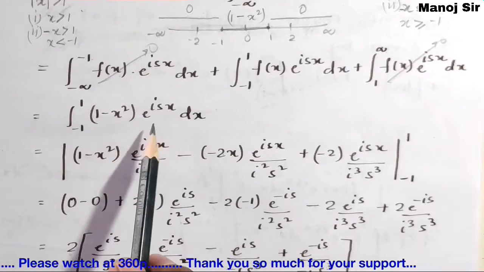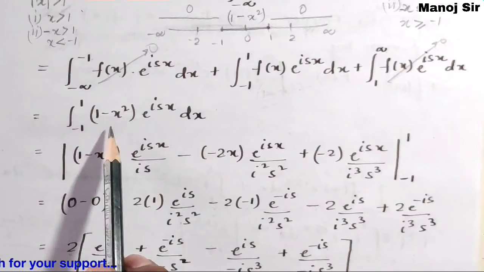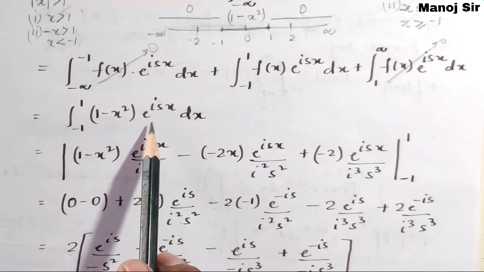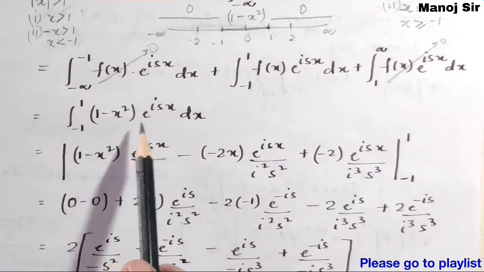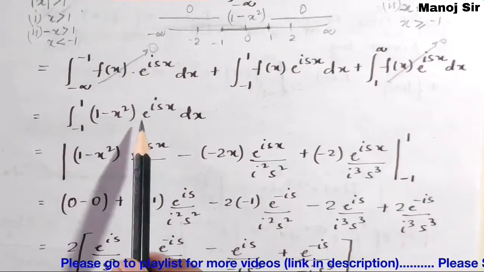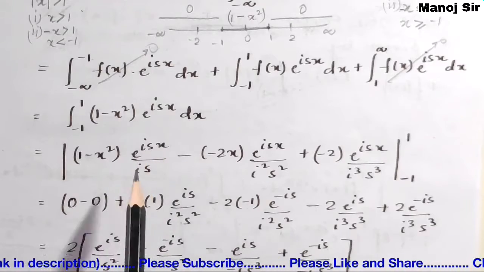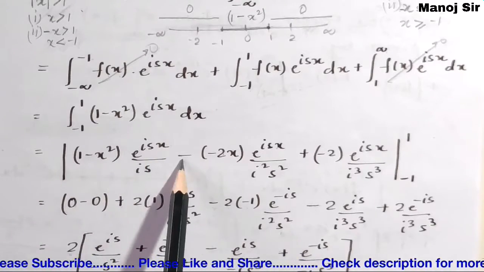This is my first function, this is my second function as per the ILATE rule. This is my algebraic form, this is my exponential form. So this is first function, this is second function. So first function as it is, integration of second function, that is e to power i s x upon the coefficient of x, that is i s. First term is positive, second term negative.